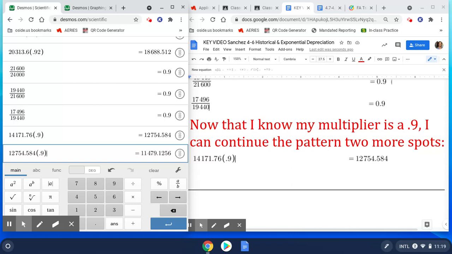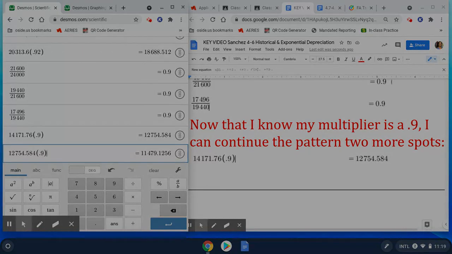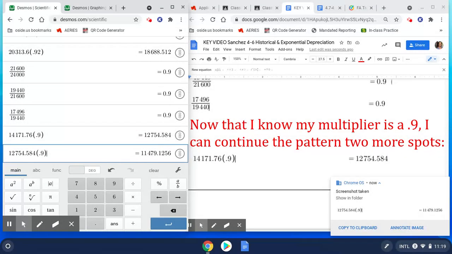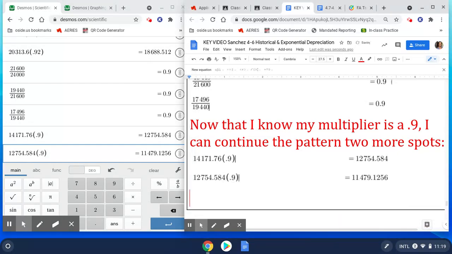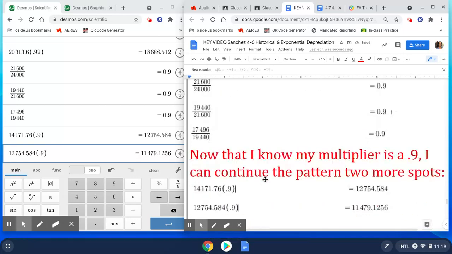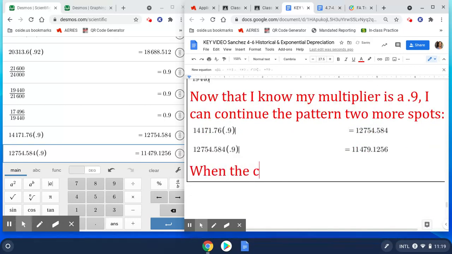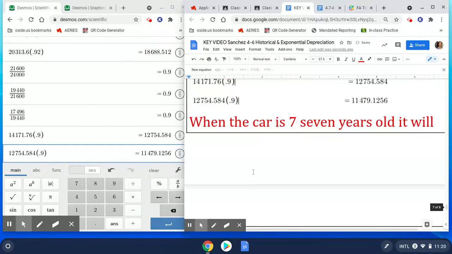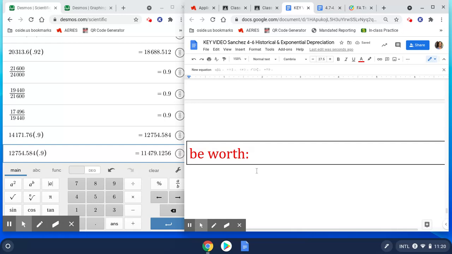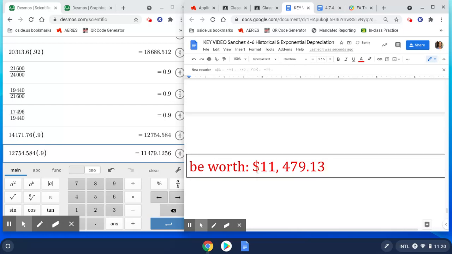And there it is. After year 7, its value is 11,479. When the car is 7 years old, it will be worth $11,479.13. There you go. How'd you do?